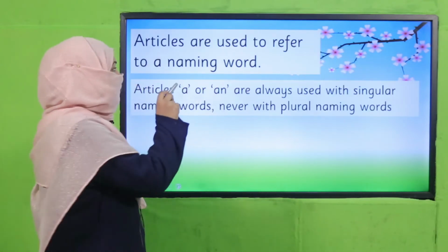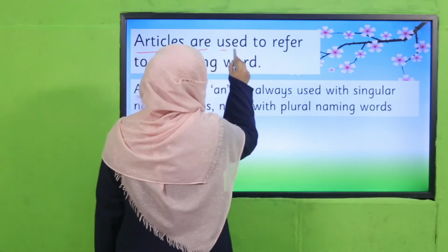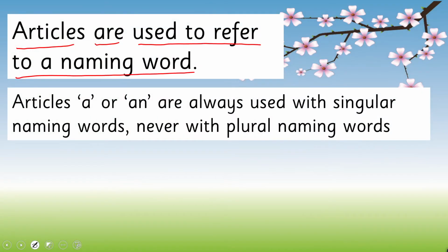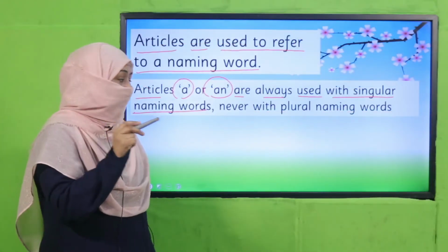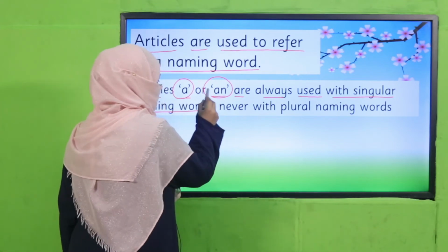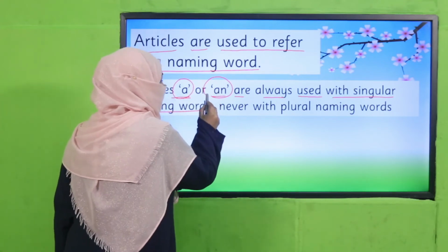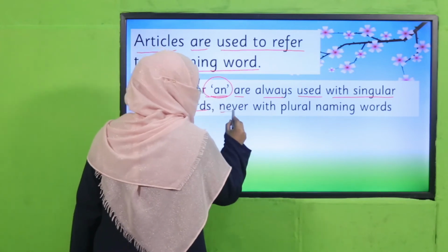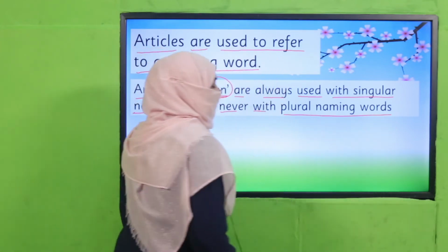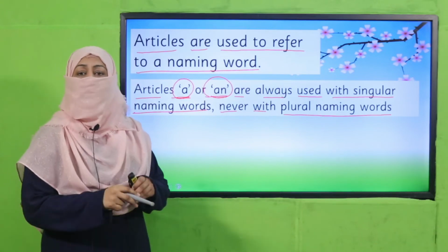Now, the other thing is articles are used to refer to a naming word, and articles "a" or "an" are always used with a singular naming word. The way I'm telling you, if it is one, then we use "a" or "an". "A" with consonant sounds and "an" with vowel sounds. And we never put "a" or "an" with plural naming words, meaning if the naming words are more than one.